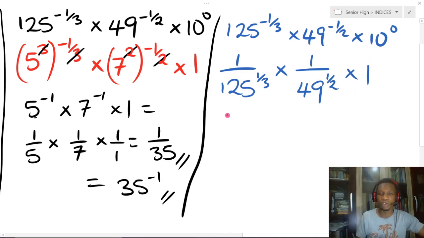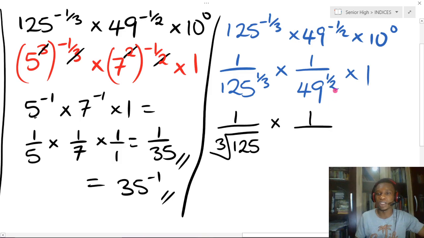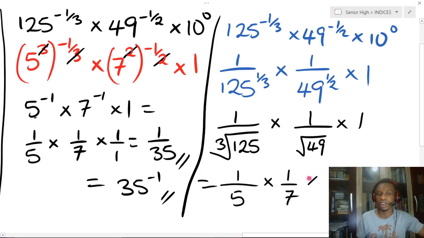Okay, so what's the next thing? Then I have this 1 over 3 is like saying the cube root, right? So there's 1 over the cube root of 125, times 1 over the square root of 49. I don't always put the 2. And then what's the next part? I can then check it out. 1 over the cube root of 125 is 1 over 5, times the square root of 49 is 7, times 1, and we're back to what we just did here. So you can continue from there, and we know how it's going to end.